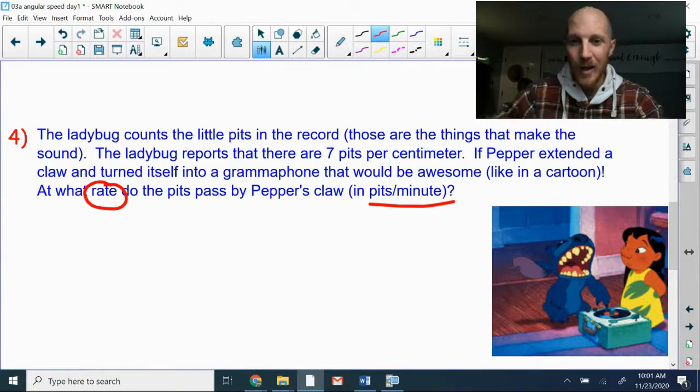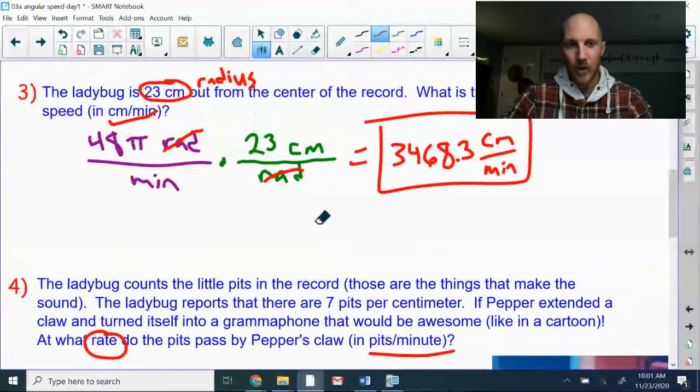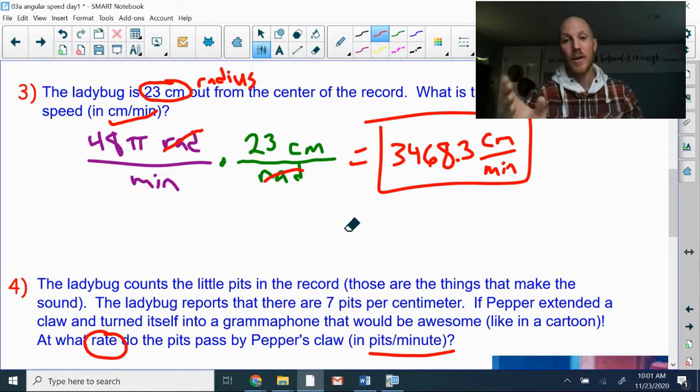So in this context, pits is measuring the distance, right? We've got all these little pits on the record player. They're spaced out at a uniform rate of 7 pits per centimeter. Now we've kind of changed pits into a measurement of distance. So what I'm asked for, at what rate do the pits pass by Pepper's claw in pits per minute? That's also a linear speed. I just found a linear speed in number 3, and in question 4 I'm going to find a different set of units, still for linear speed.